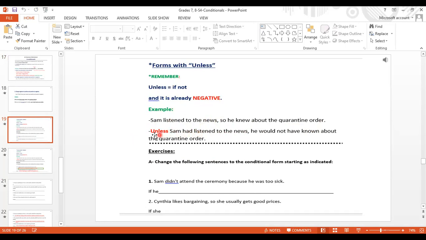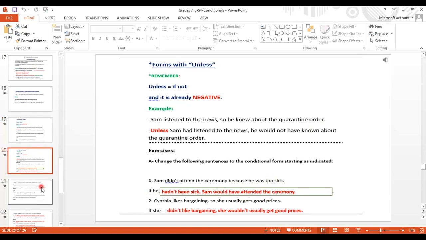All right. Again, when we use unless, we do not say not here. We do not make the verb negative. Why? Because unless is already negative. Clear? So for example, Sam didn't attend the ceremony because he was too sick. But here we have the cause, because he was too sick. So if he hadn't been too sick, all right, so hadn't. But if it is negative, we should say unless he had been too sick, all right? Because as we said, unless is already negative.